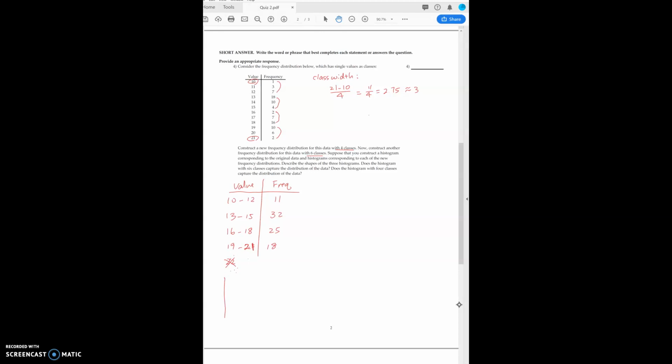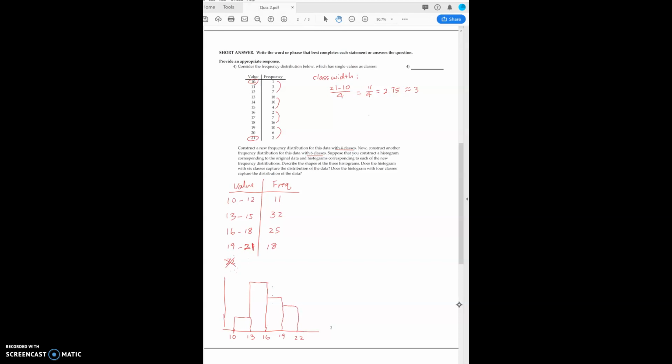Then for the histogram, because I only have 3 minutes, I'm just going to eyeball it. I have from 10 to 13 to 16 to 19 and 22. We have about 11 data, 32 data, just a little bit, 25 data, 18 data.